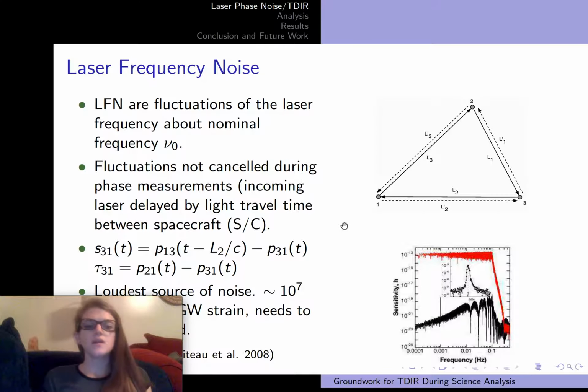spacecraft. So when you combine different measurements, you are not going to cancel out the laser phase noise, because the arms are not necessarily going to be equal. You're going to have 6 different arm length measurements, and so you're going to end up with this noise. The laser frequency noise is by far the loudest source of noise at about 6 or 7 orders of magnitude greater strain than the gravitational wave signals and the secondary noises, as you can see in this bottom plot. The red is the laser frequency noise.